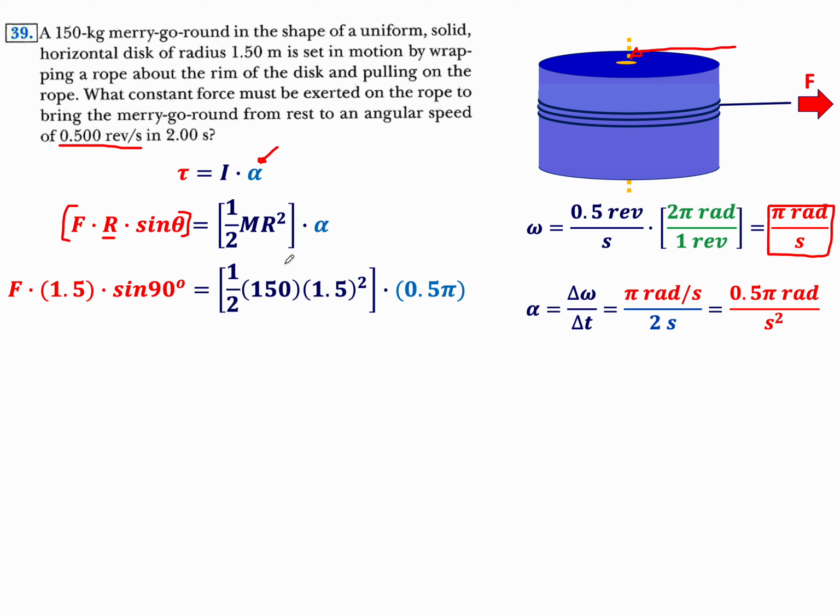So in this case, we don't know the force. We know the radius of this thing is 1.5 meters. Its mass is 150. And plugging in alpha from over here, which is 0.5 pi radians per second squared, we can solve this for force. And if you do so, you'll discover the force required is about 177 newtons. I hope that makes sense.